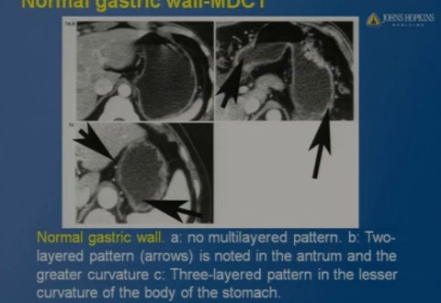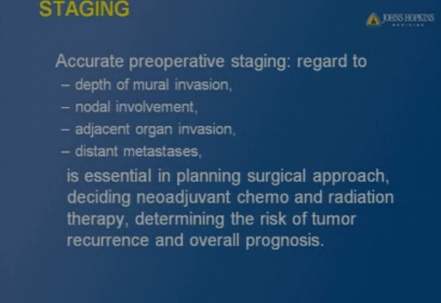This image, I hope it reflects on the slides well. On the upper left corner image, we see a single layer gastric wall. On the upper right image, we see in this patient there are 2 layered appearance in the distal gastric antrum and proximal greater curvature. And on the lower left corner of the image, we see a 3-layered appearance of a normal gastric wall. Sometimes in the same patient, you can see different layered appearance in different walls. So important to know the normal appearance.